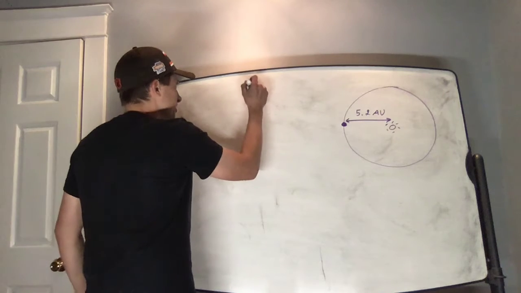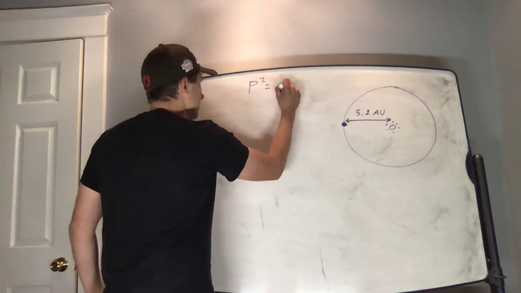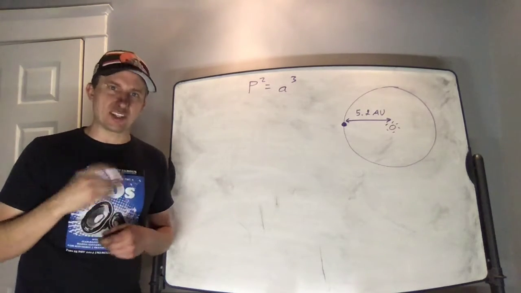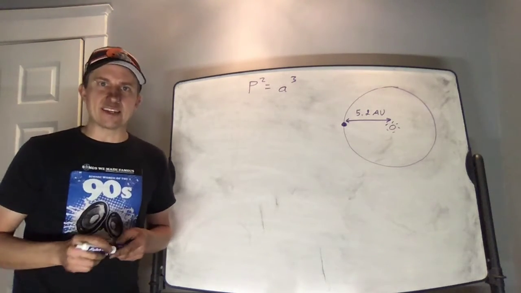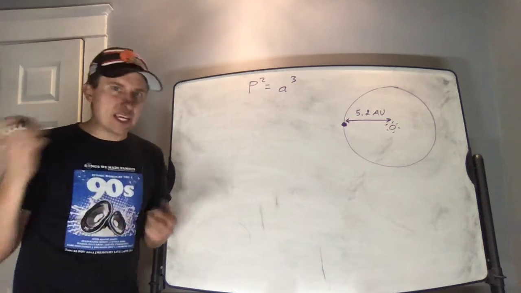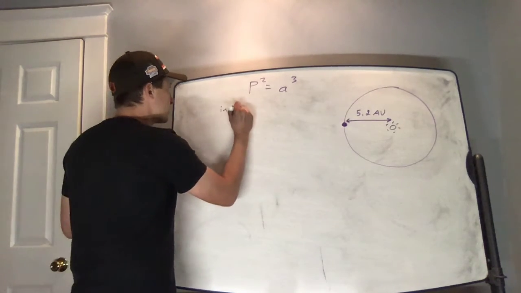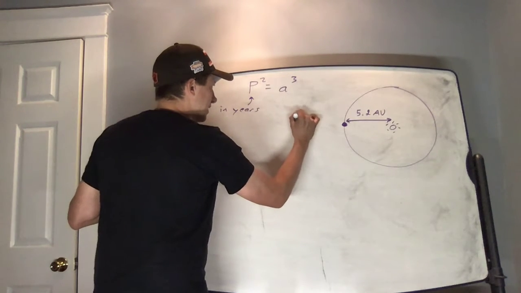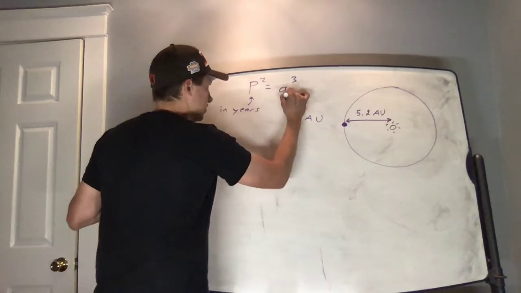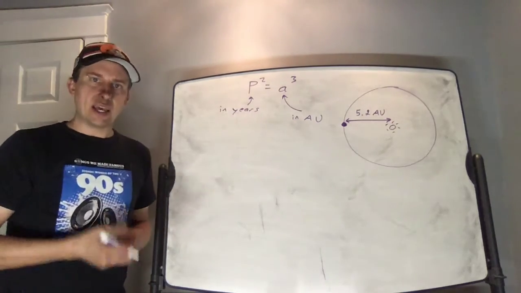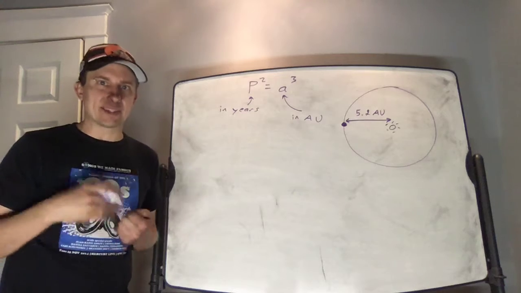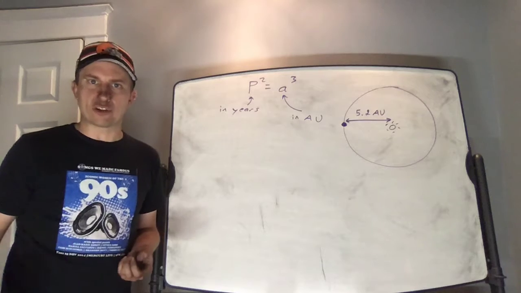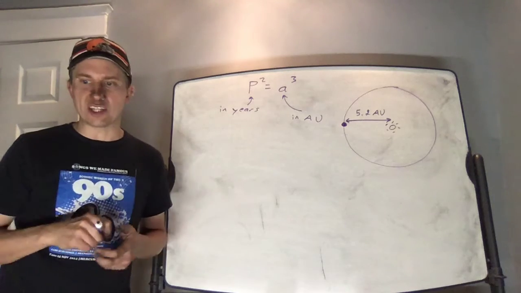So Kepler's third law states P squared is equal to a cubed, where P is the amount of time it takes a planet to orbit the Sun, and a is the distance to the Sun. Now P must be written in years when we use this equation, and a must be in AU, astronomical units. If you are given P or a in something other than years or AU respectively, you must convert to years or convert to AU before proceeding.